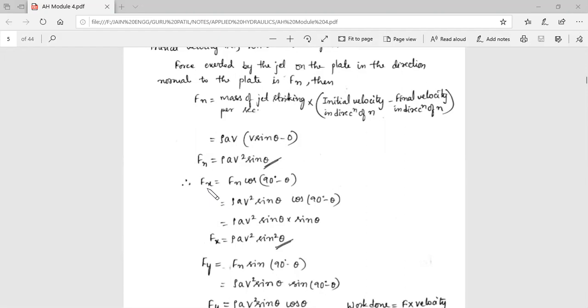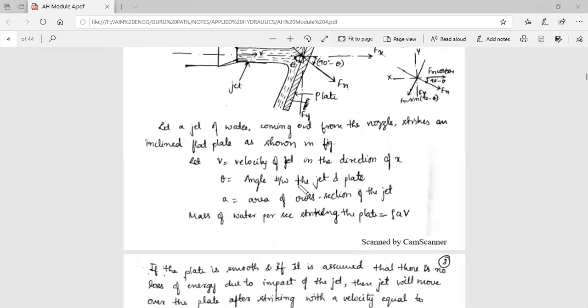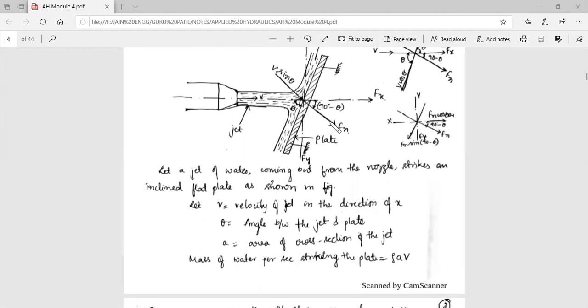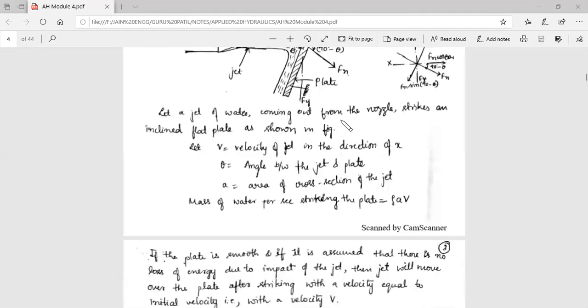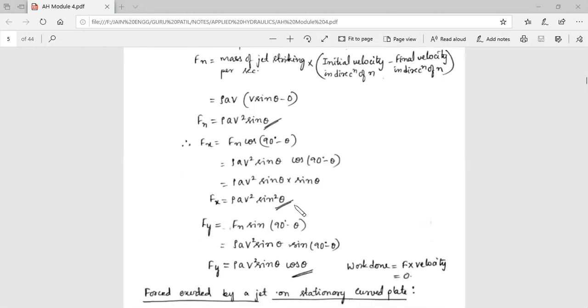So force component Fx is equal to F cos (90 minus theta). So here you can say that the resultant force, the effect of force, I need to resolve in this direction. So here is the Fx, that resultant force. This force I need to take here. So it will become F cos, because it is horizontal, (90 minus theta). So that value is considered here. So rho A V square sin theta cos (90 minus theta) is nothing but sin theta according to our trigonometry. Therefore rho A V square sin square theta.